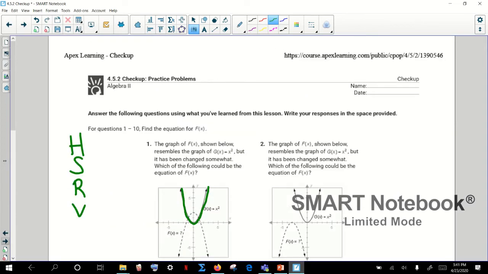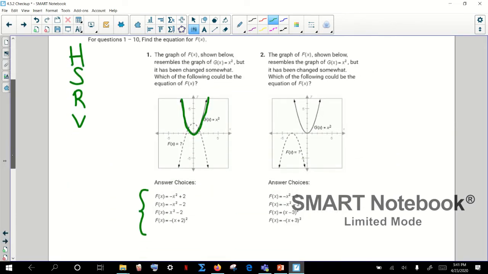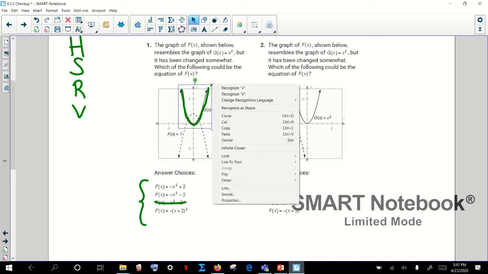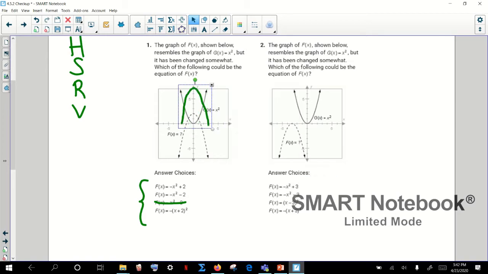It doesn't look like we have any of that. What about a reflection? We definitely have a reflection. So which one of these answer choices doesn't have a reflection? We can automatically get rid of it. That's this one right here. And then a vertical shift. First off, if we were to reflect this, flip it up and down, it would go right here. Then we need a vertical shift.